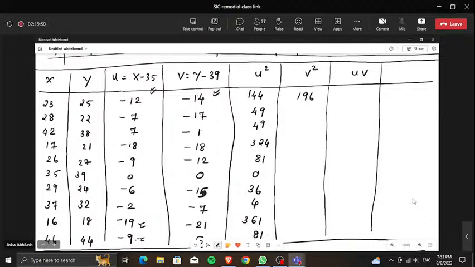Next. Quickly. 196, 289, 1, 324, 144, 0, 49, 441, 95. And UV, U into V, the product of U and V.